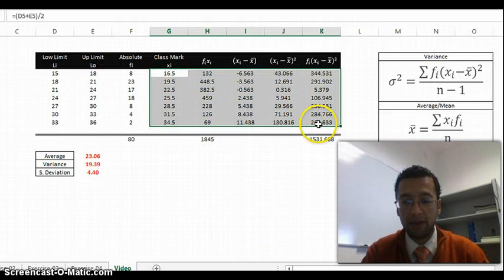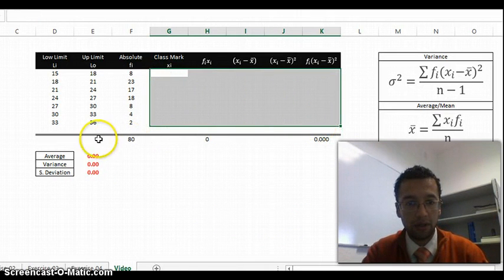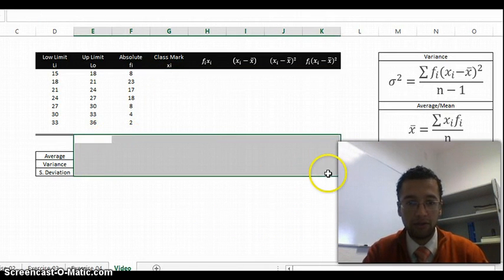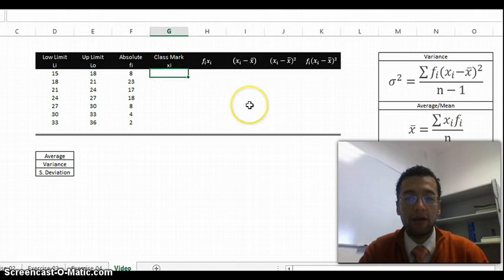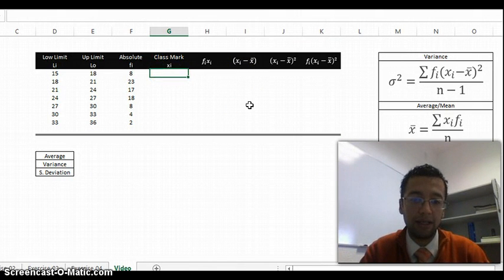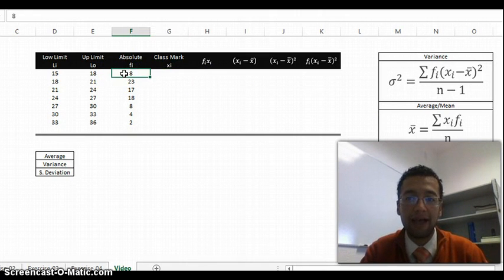Let me just erase this and also this. Now, the most important part is to identify the low limit and the up limit. Obviously, the absolute frequency that you have here per class, and review the formula.